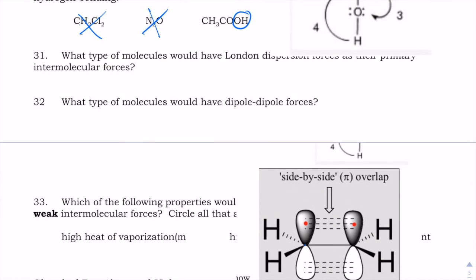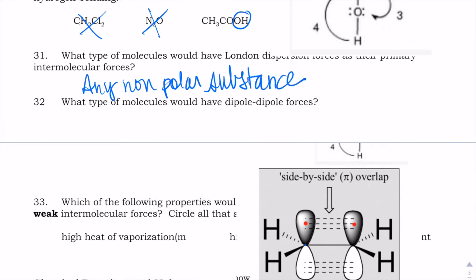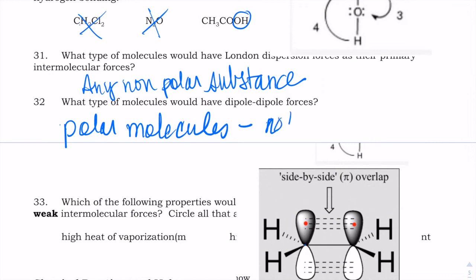This is blocking part of the words, but I can tell you what it says, and you can read it on your own sheet. What type of molecules would have London forces? Any where that is the only force they have, any non-polar substance. Polar means it's got a pull, non-polar it doesn't. Molecules that have dipole are going to be polar molecules, which means they're usually not symmetrical.